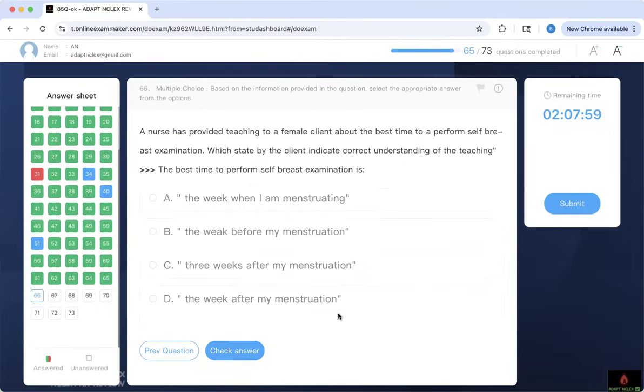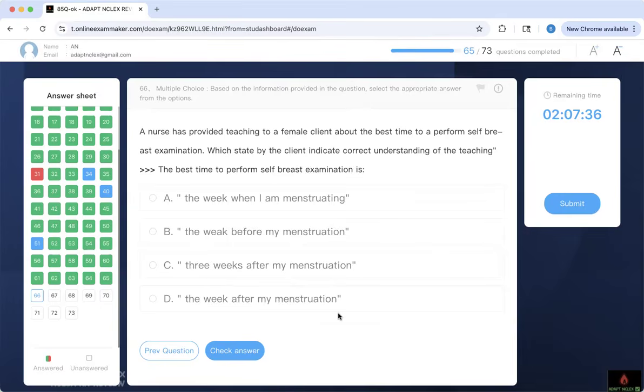A nurse has provided teaching to a female client about the best time to perform self-breast exams. Which statement indicates correct understanding? When should you do breast exams? These are concepts I want you to know. This is the reason why it's related to your menses. I'm giving you a clue.